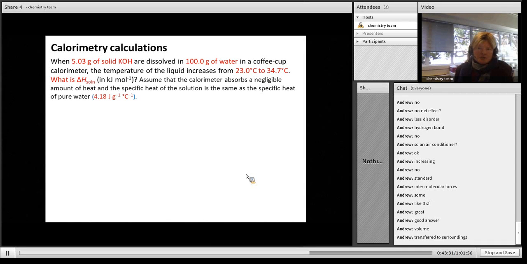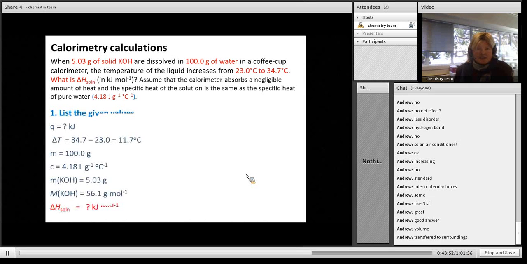And then we are told the calorimeter doesn't really absorb much, which means all I have to worry about is the water in the calorimeter. I don't have to think of the metal part of the calorimeter absorbing any little bit. And we've said that the specific heat capacity of the solution is the same as that of pure water. So we're assuming that. When I start this calculation, I strongly recommend you write those values down.